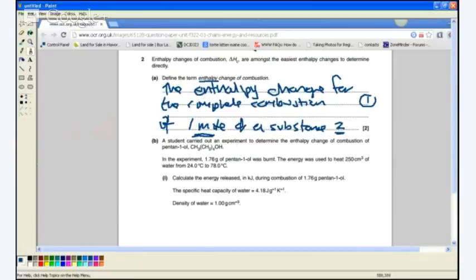A student carried out an experiment to determine the enthalpy change of combustion of pentan-1-ol. In the experiment, 1.76 grams of pentan-1-ol was burnt. The energy was used to heat 250 centimeter cubed of water from 24 to 78 degrees. Calculate the energy released in kilojoules during combustion. The specific density of water is 1 gram per centimeter cubed. Okay, now let's have a look at this.